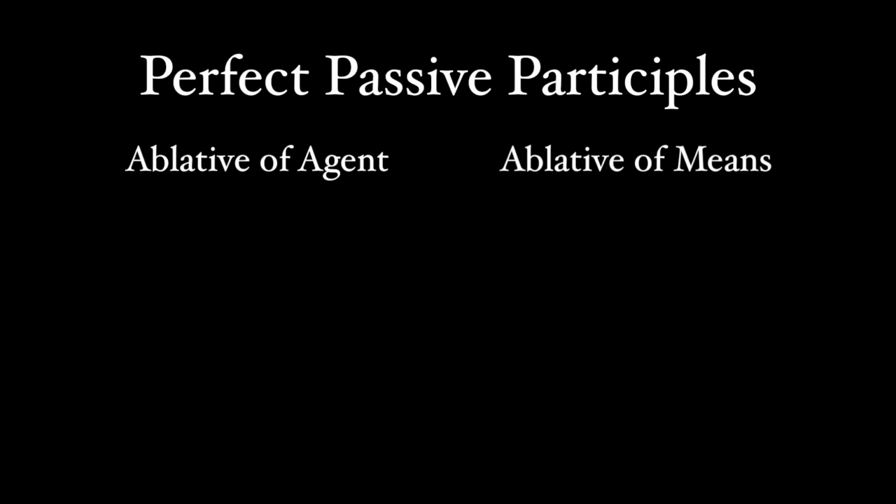One other thing, you'll often find a perfect passive participle in a sentence with an ablative of agent or an ablative of means, and this identifies who or what is doing the action. Here's the simple rule on this. When the doer is a person, we use the preposition ab or a plus the ablative, and it's an ablative of agent. So let's return to our earlier sentence.